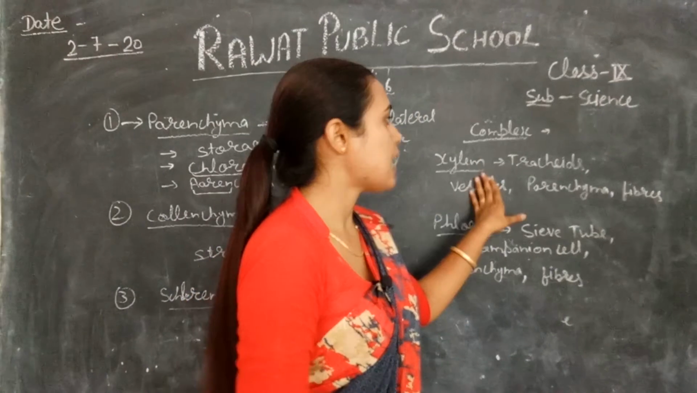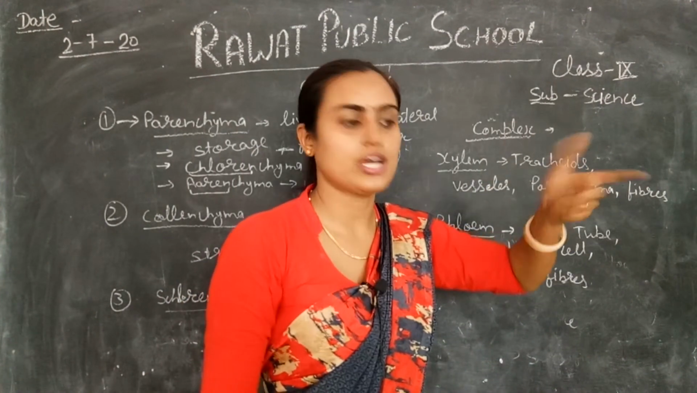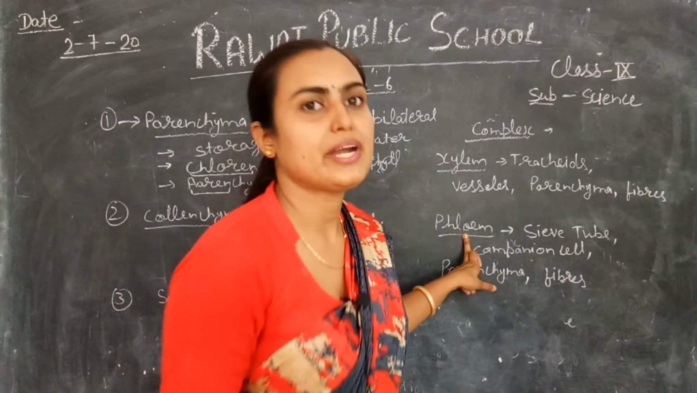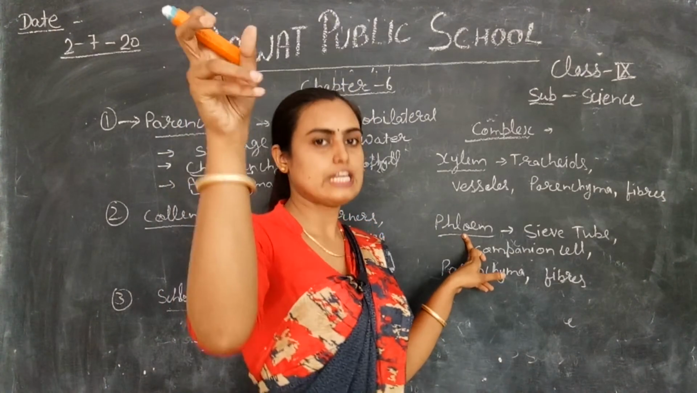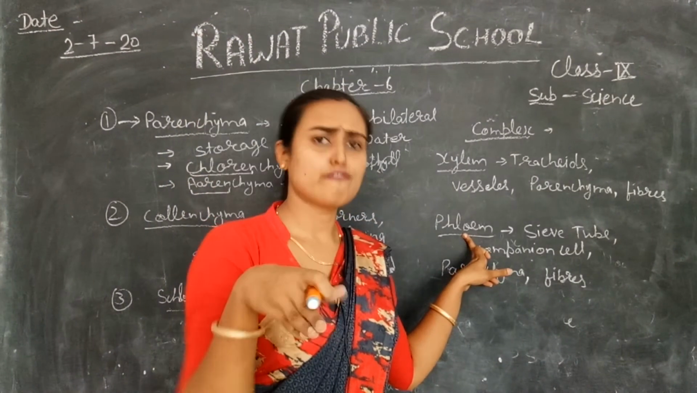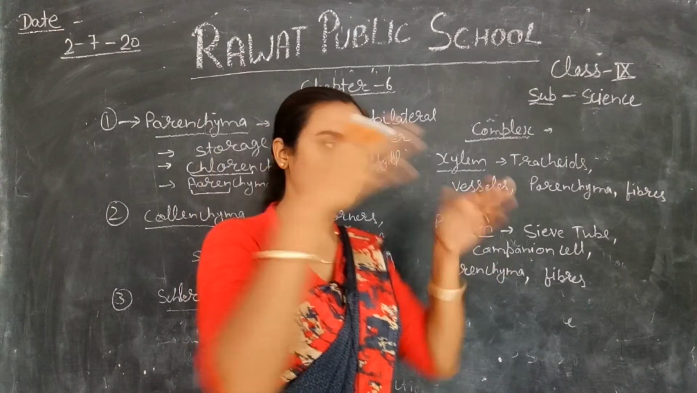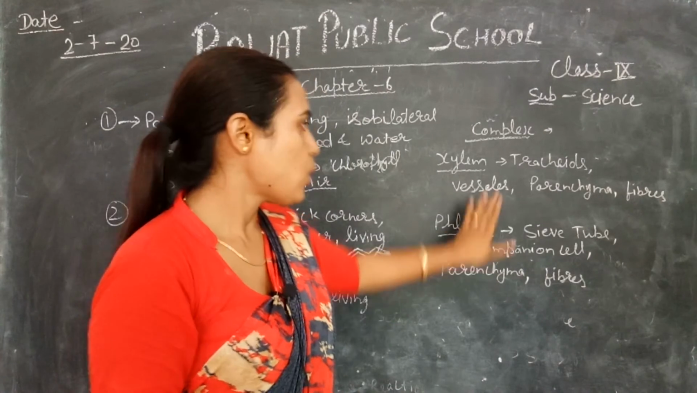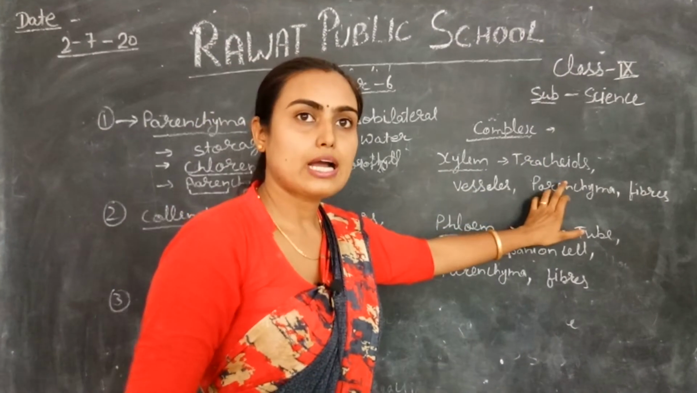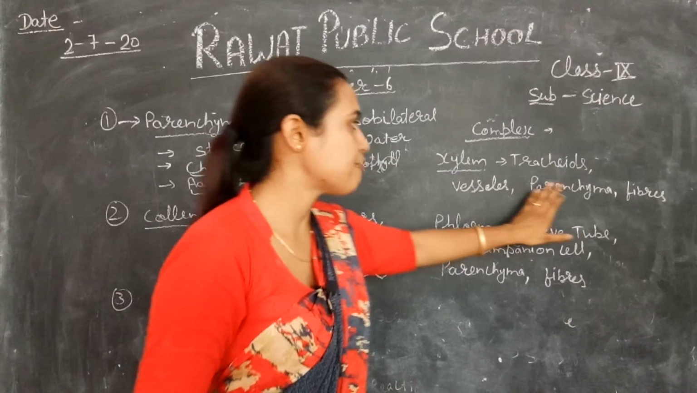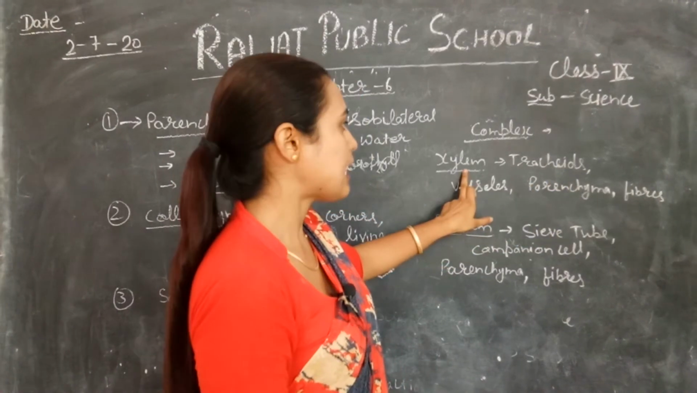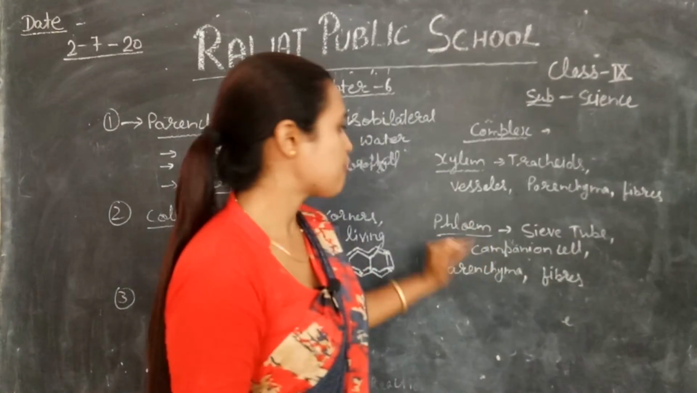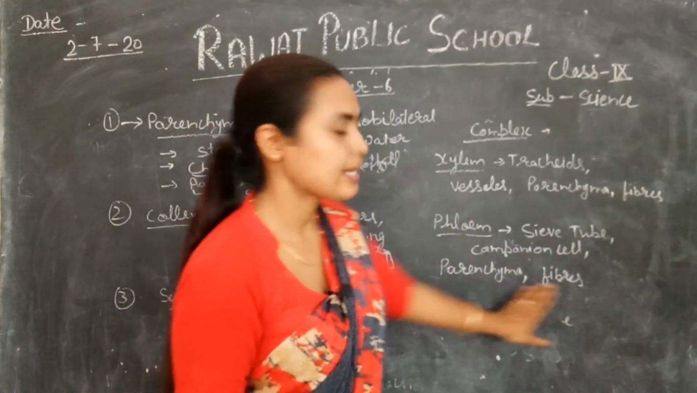What do they transport? Xylem transports water from the soil to different parts of the plant. And phloem transports food material from where? From the leaf, because the leaf is the part where photosynthesis takes place. So from the leaf, food goes to different plant parts with the help of phloem. Xylem and phloem contain four different types of cells, more than two types. The cells in xylem are tracheids, vessels, parenchyma and fibers. Similarly in phloem: sieve tube, companion cell, parenchyma and fibers.